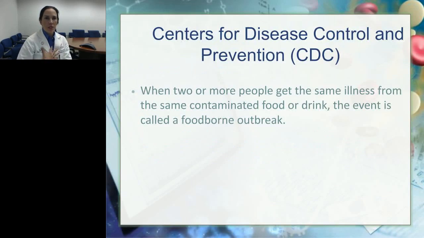So from our perspective, we obviously focus on the disease. The CDC, and this comes specifically from the FoodNet or PulseNet resource, which is involved in the investigation of any foodborne illness that may be associated with an outbreak in the United States. Their definition is that when 2 or more people get the same illness from the same contaminated food or drink, the event is defined as a foodborne outbreak.